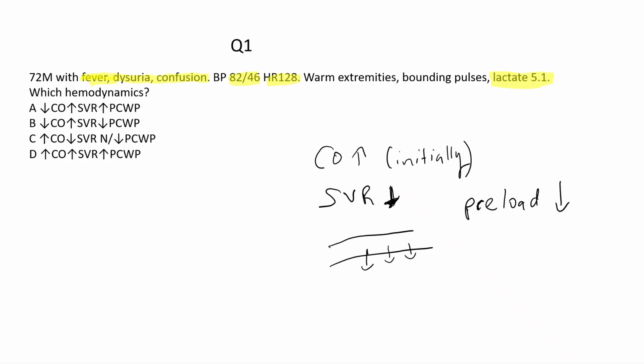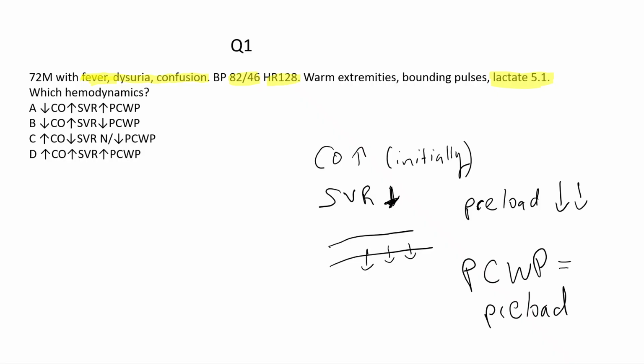So you have a lower preload, and for all intents and purposes on USMLE, whenever you're given a PCWP, which is a pulmonary capillary wedge pressure, that's exactly the same as preload, okay? It should be synonymous with preload.